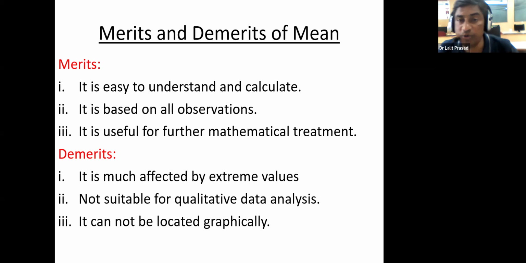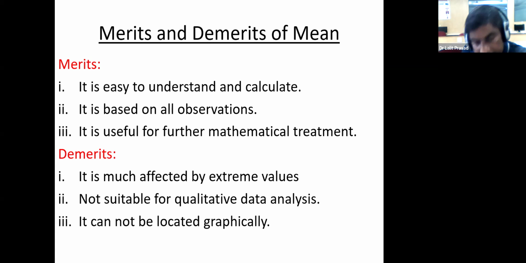It is easy to understand and calculate, and it is based on all the observations, and it is useful for further mathematical treatment. So if anyone will ask you why we have to calculate the mean, what is the relevance of that? Because the one value represents the entire data set. When you are calculating the mean, you are getting a single value. That single value is representing the entire data set. You need not see the entire data set.